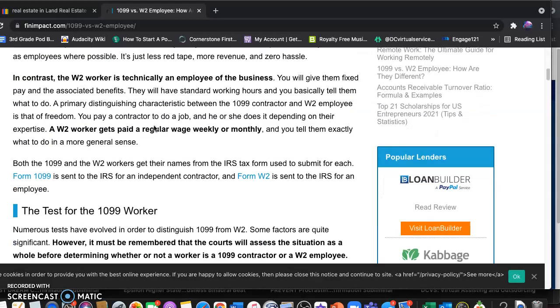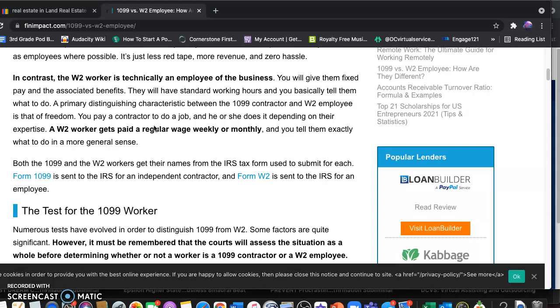In contrast, the W-2 worker is technically an employee of a business. Like I was saying earlier, you are on a fixed salary, a fixed income. When you were hired, the employer told you, this is what you're going to be making, and they have to honor it. Also, if they are an employer with 50 or more employees, they have to provide some kind of health insurance and things of that nature.